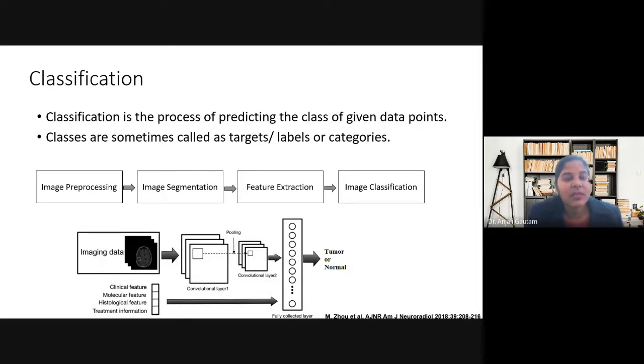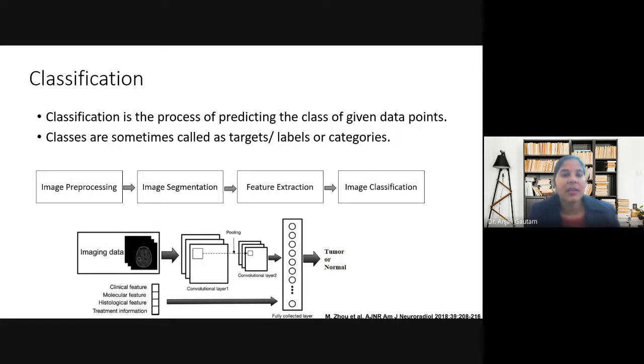So if a new patient comes into the hospital and they want to find out whether this person has a tumor or not, in that case we are categorizing that new patient into one of these two categories, that is, tumor or not a tumor. So this is called classification.